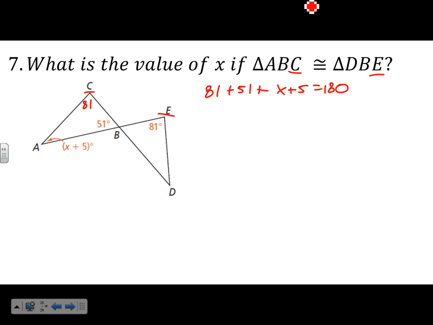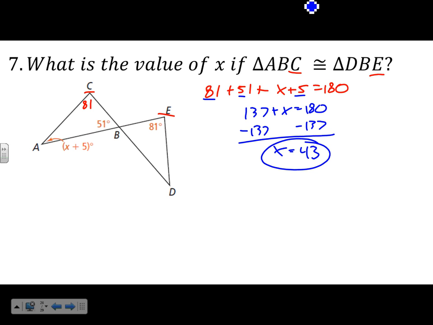So combine all your like terms. 81, 51, and 5 are all just normal numbers with no variables. So that's 137 plus X is equal to 180. Subtract 137. X is equal to 180 minus 137, which is 43. And again, that doesn't mean that this angle is 43. That means this X is 43. So be careful with that.